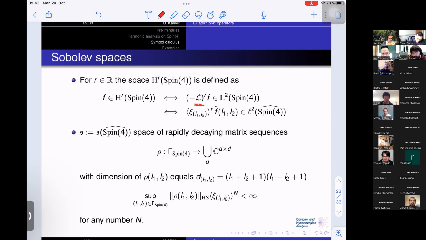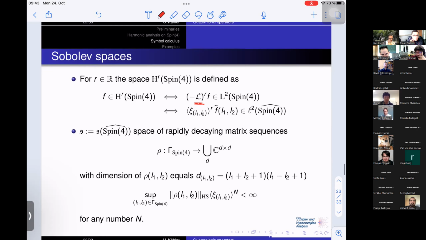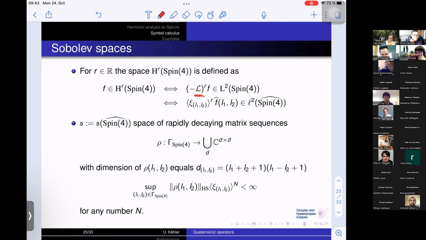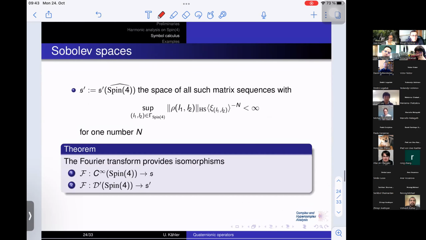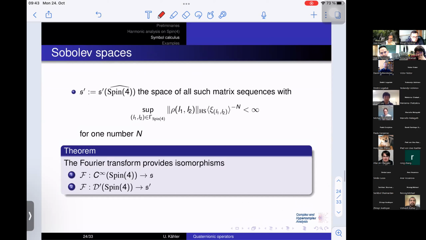Rho basically maps the lattice into the union of all these matrices. The dimensions are given, and also the norm is given, or the supremum for any number n. And of course with that part, we have the usual thing we would expect from a Fourier transform, that you have these isomorphisms from C infinity and T prime. So this again is just written down from what was actually constructed before.